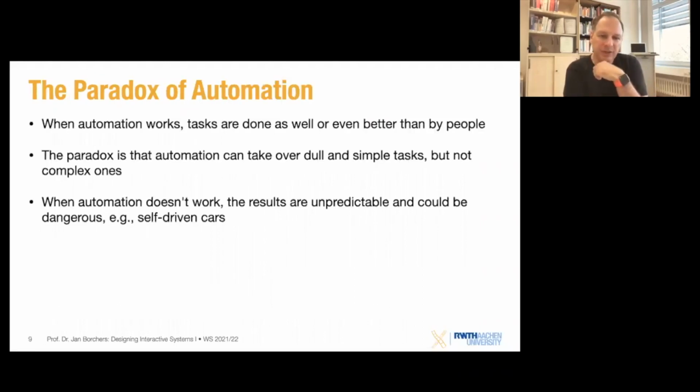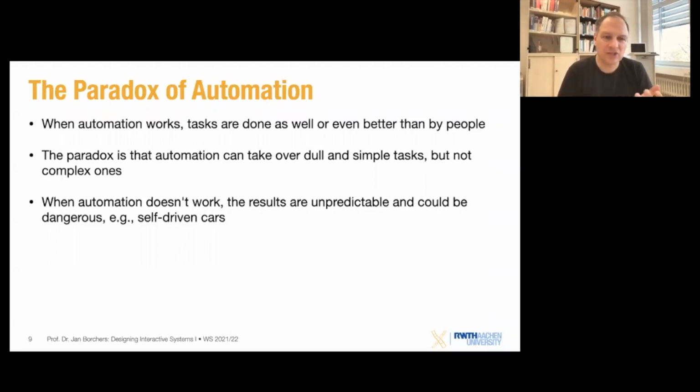So there is a paradox here, because a lot of times we try to automate, right? We try to help deal with these kinds of mistakes and reduce them by automating. And automation is great, right? When automation works well, then tasks are really done as well, or even better than by people, right? Take your dishwasher. It certainly uses less water and is more energy efficient than you washing your dishes by hand. But the paradox is that automation can take over dull tasks and simple tasks, but not complex ones.